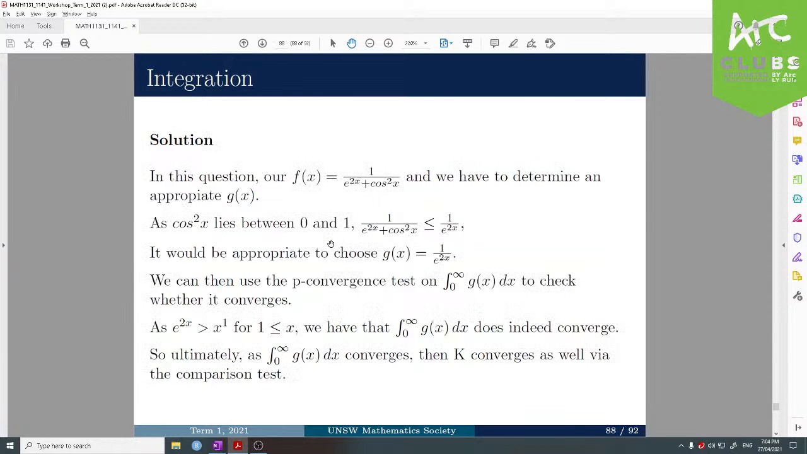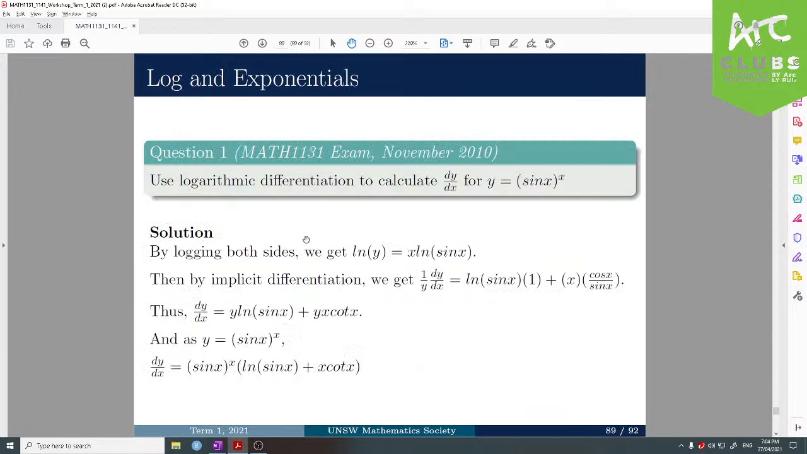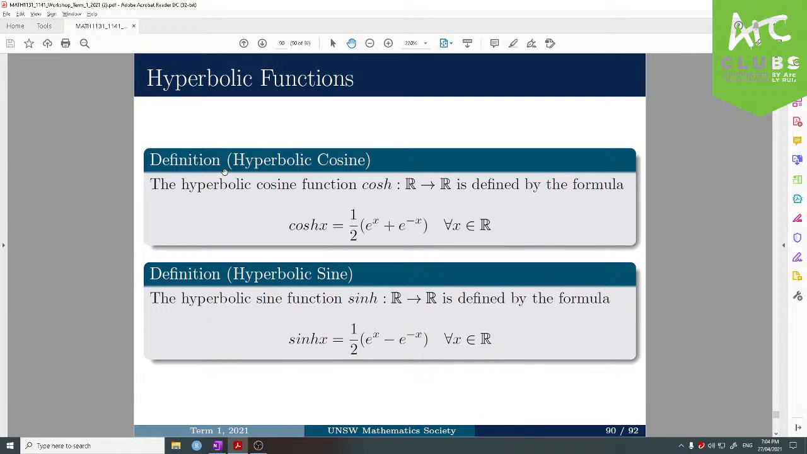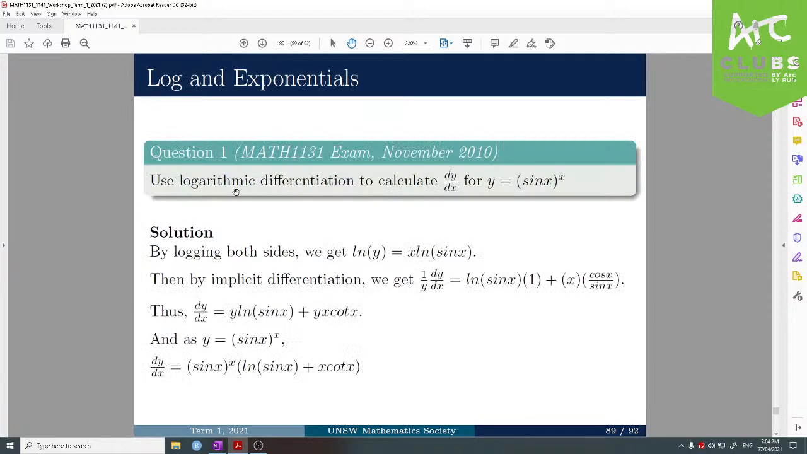Okay. Now the last few sections are quite short, right? So the last few sections, logs and exponentials, you guys should all be kind of familiar with from high school already. So I'll just go straight into a question. And finally, for hyperbolic functions, it's a new topic, but all the questions always boil back down to the definition. So I'll quickly go through that in the end as well. But let's have a look at one of the questions from logs and exponentials.